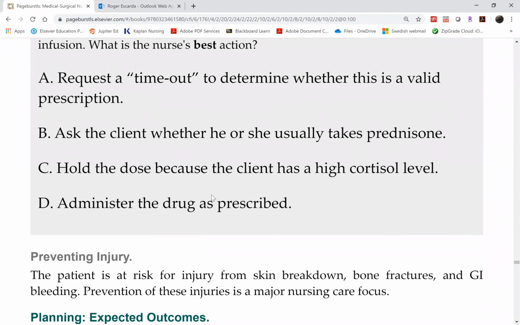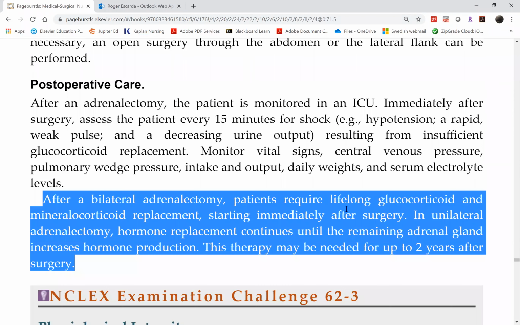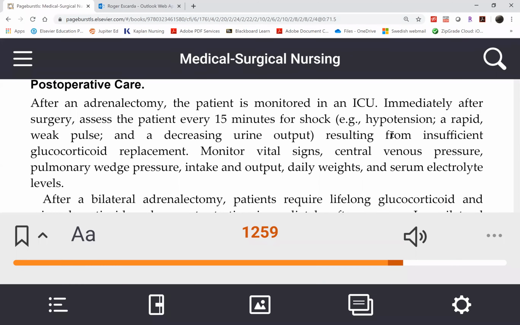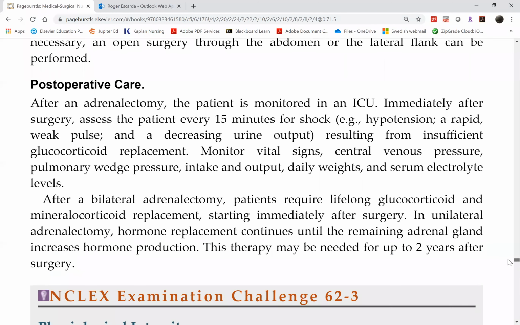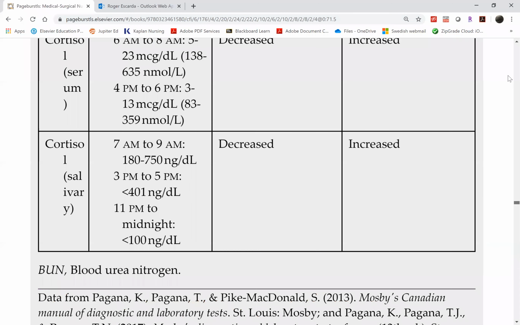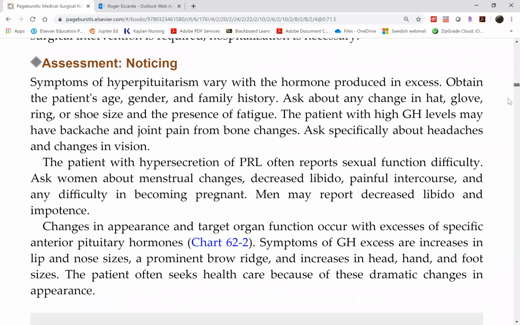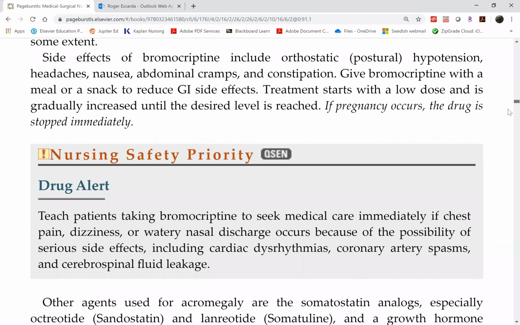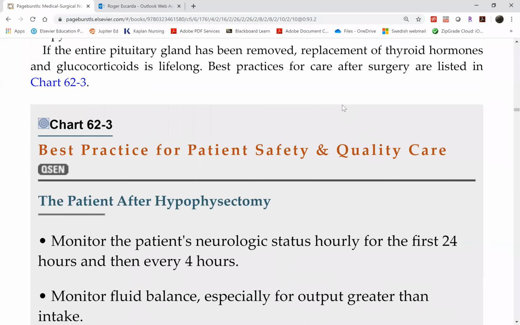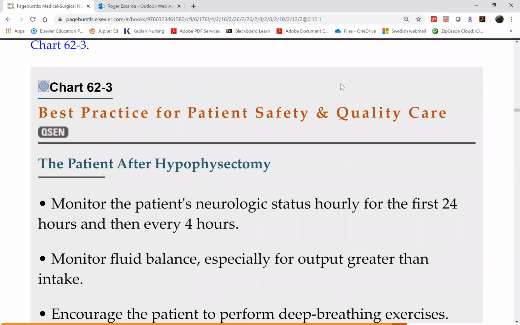All right, so we took care of adrenal surgery. Now let's go to hypophyseectomy. Let's go back up and we'll come back to page 1259. Hypophyseectomy is up here somewhere. Right here. Chart 62-3, page 1249.